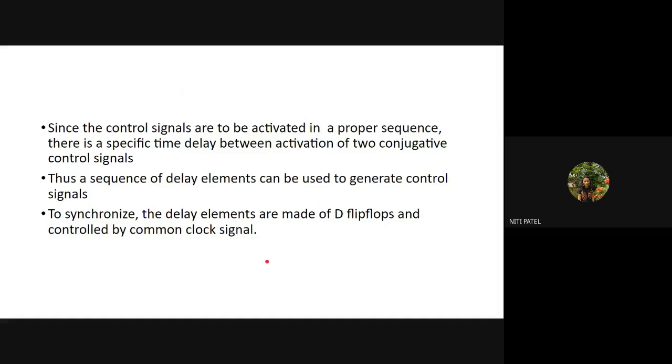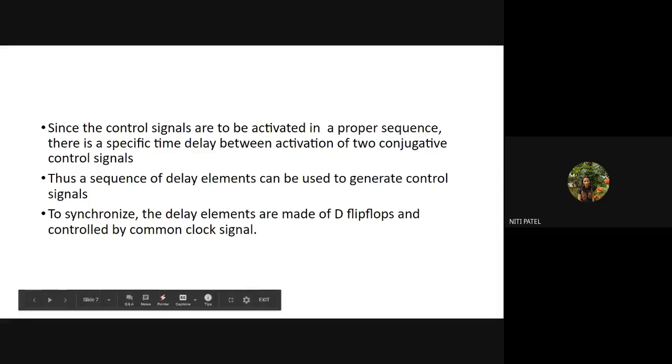Now, as of now, you might have understood what a flip-flop is. Is it covered in your digital course? No, not yet, ma'am. Okay. So what is a flip-flop? A flip-flop is a 1-bit memory cell. It is used to store 1 bit of information. There are many types of flip-flop that you will study: JK flip-flop, SR flip-flop, T toggle flip-flop, and D delay flip-flop.